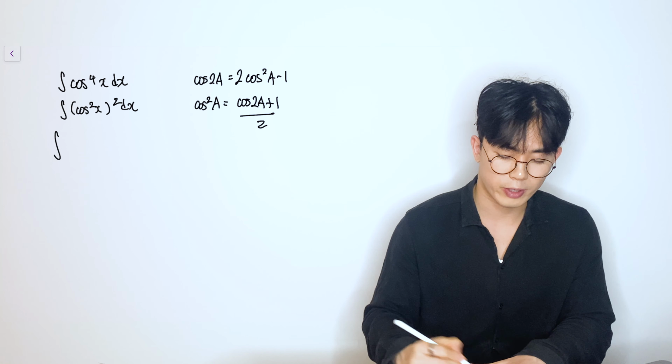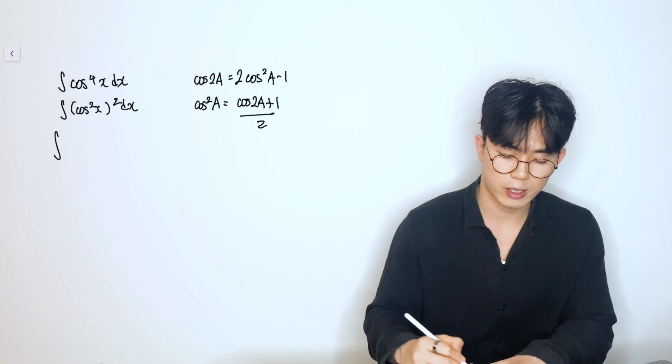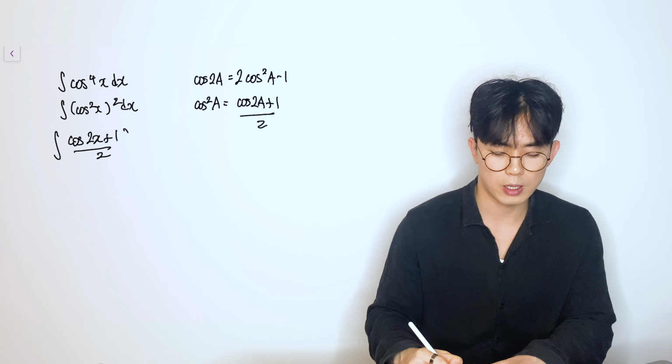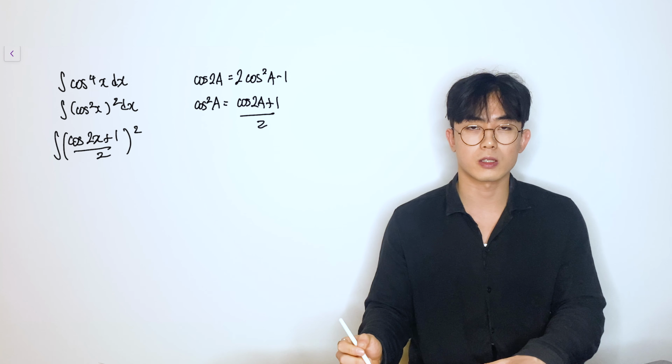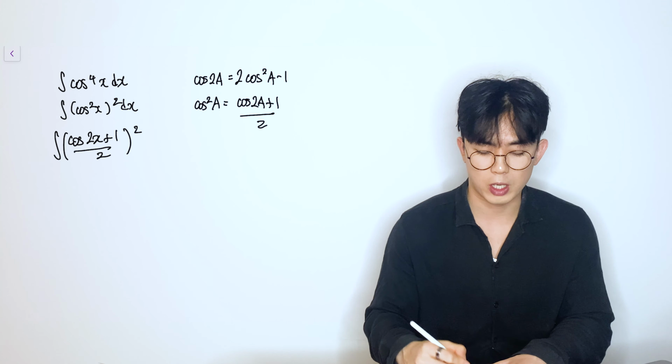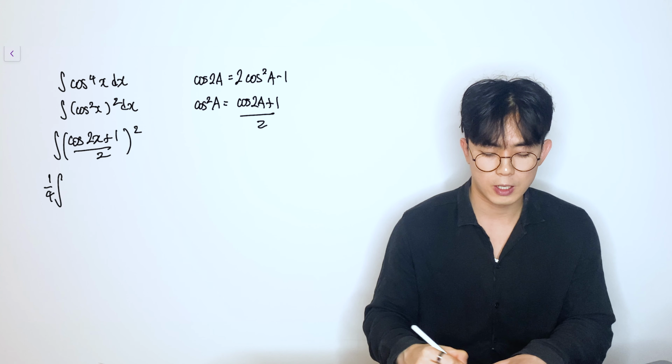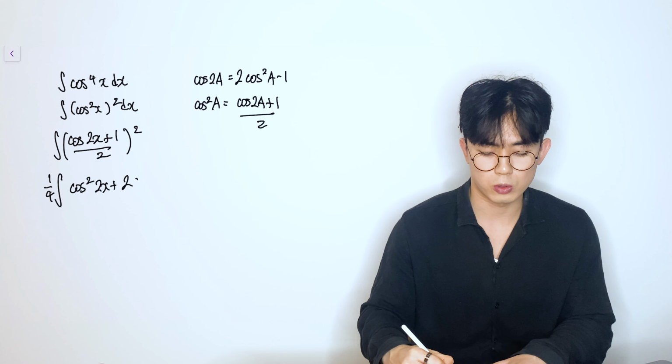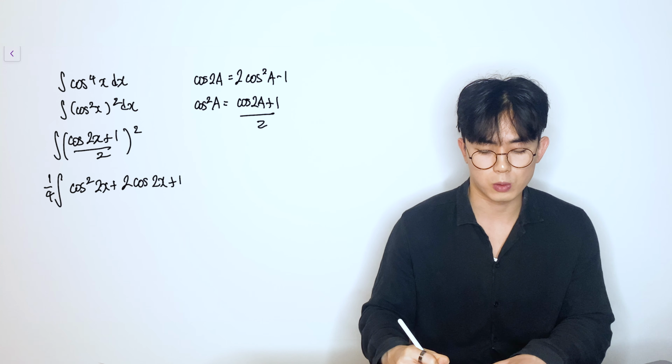So I'm going to rewrite this with a as x in this case. So it's going to be cos 2x plus 1 divided by 2, and this is all squared like this. Now I can just expand the bracket. So 1 over 2 squared is 1 over 4, so I'm going to bring that outside. And now I'm going to get cos squared 2x plus 2 cos 2x plus 1.